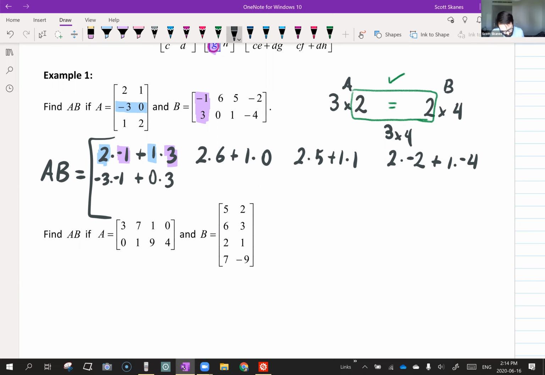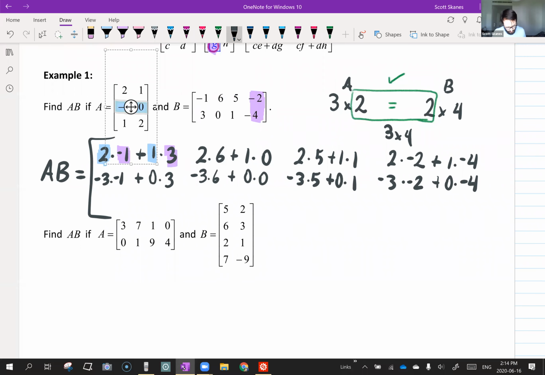Let's keep on going. I'm going to do second row, second column. And again, I'm going to show every single step. I won't always do this. And this is 0 times 0. I could have ignored that. Second row, third column. So negative 3 times 5 plus 0 times 1. I'm going to do second row, fourth column. Negative 4 times negative 2 plus 0 times negative 4.